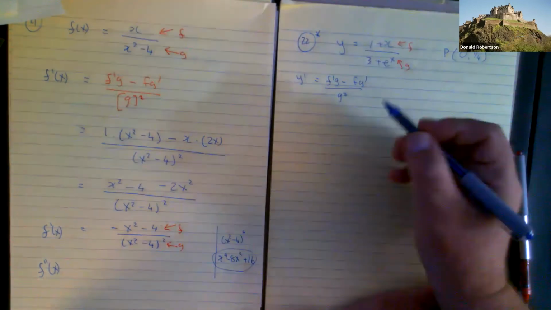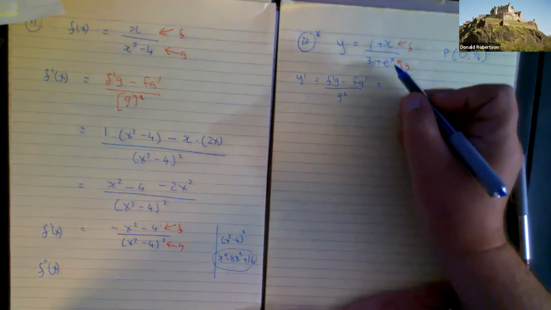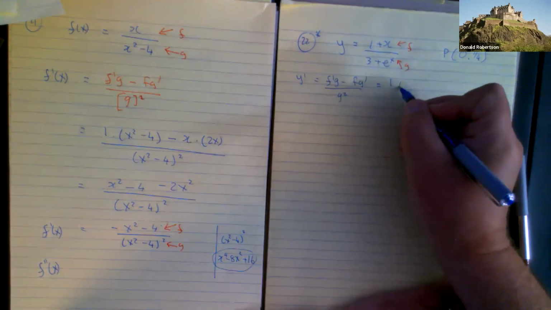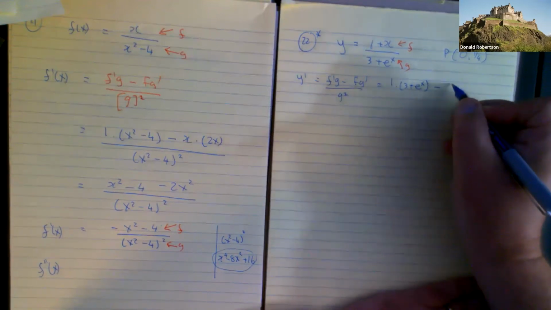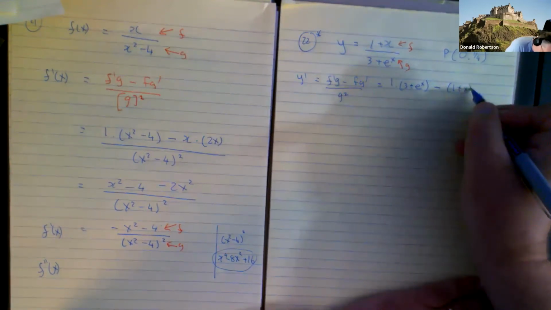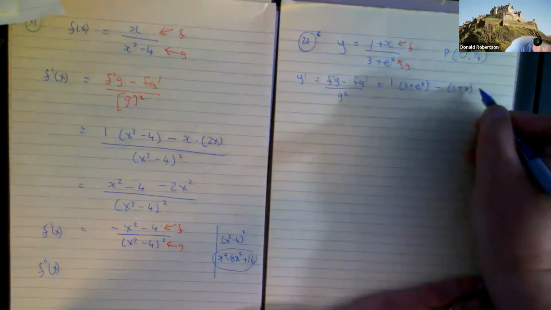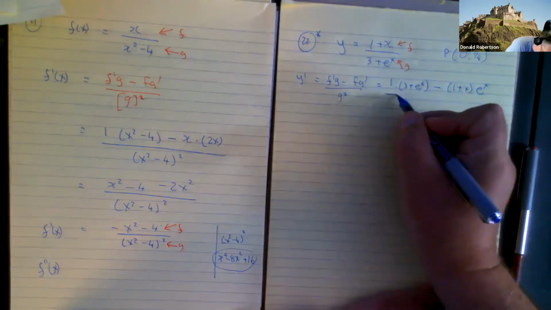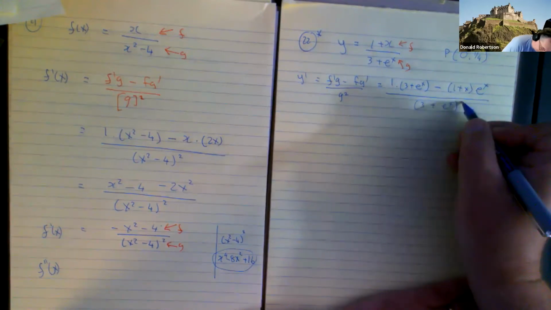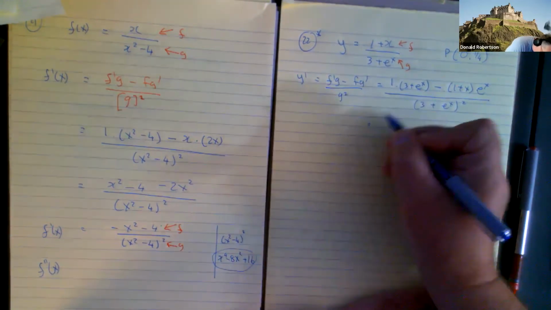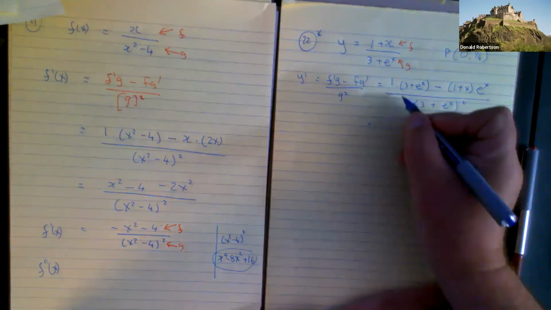Nothing too surprising yet. Differentiate the top, you get 1. Leave the bottom alone. Take away, leave the top. And if you differentiate that guy, you get e to the x. And the whole thing's going to be that guy squared.